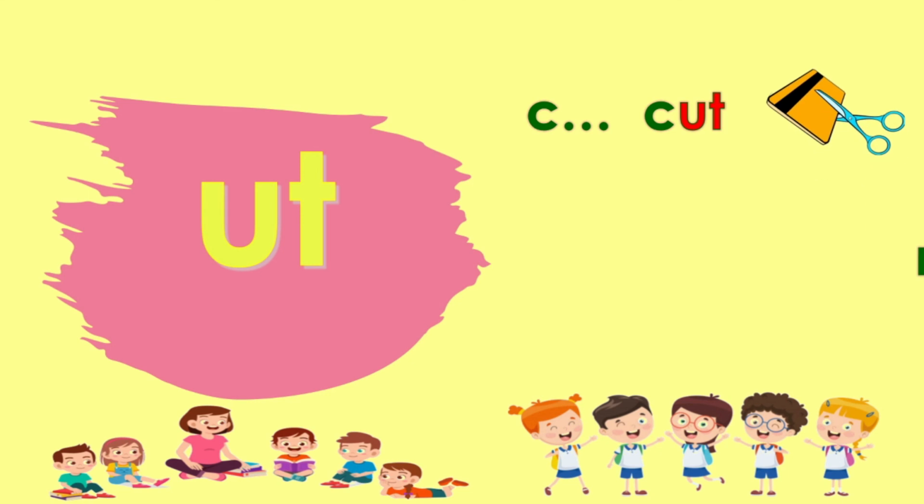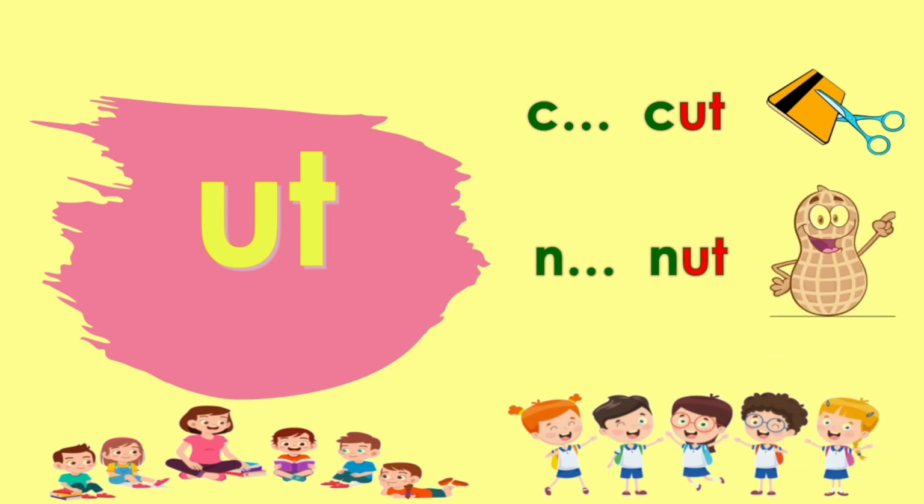Now, UT, ut. C, UT, cut. Cut, cut, cut. And N, UT, nut. Yummy, delicious nut. N, U, T, nut. These are UT words.